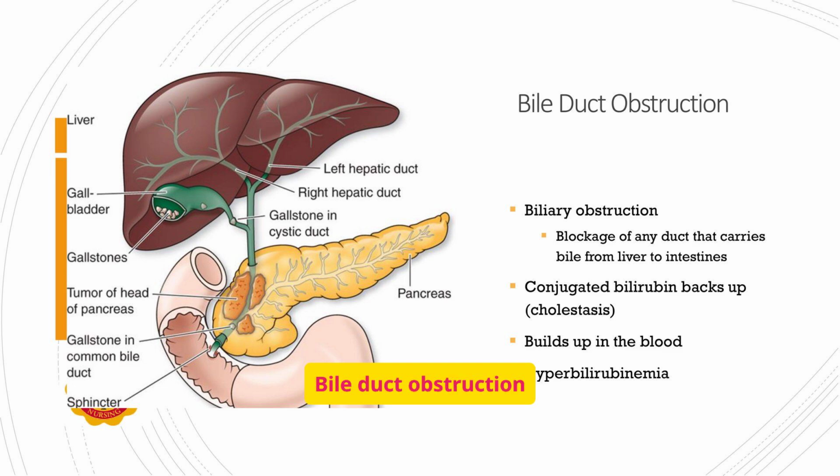Bile duct obstruction can occur due to gallstones or tumors, blocking the flow of bile from the liver to the intestines. This leads to a backup of conjugated bilirubin, known as cholestasis, resulting in hyperbilirubinemia.